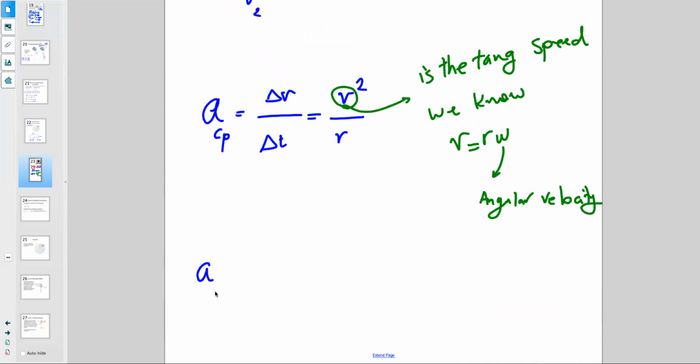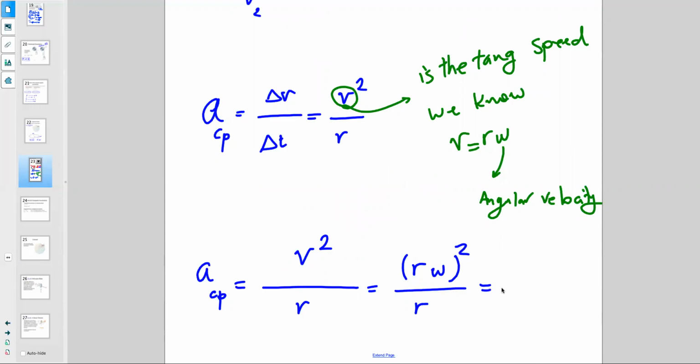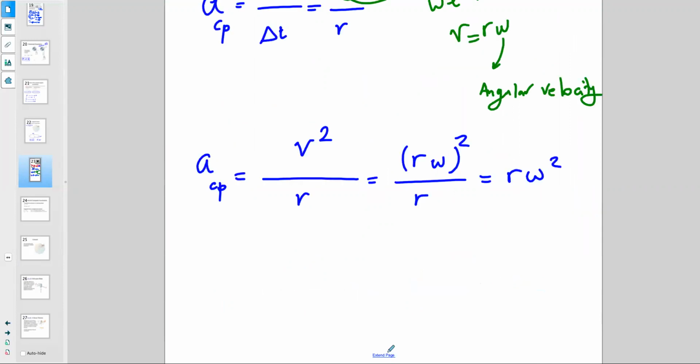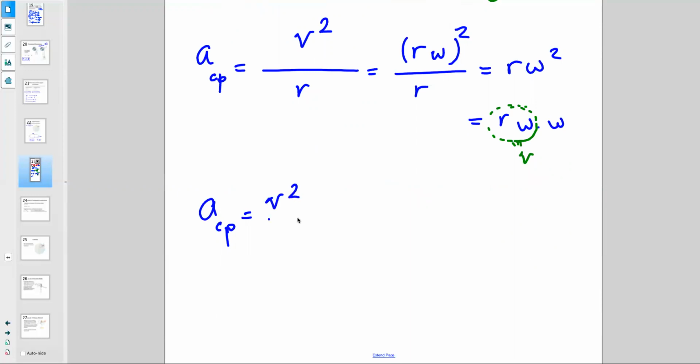Okay, so a is v squared over r, and r omega is v, so I have r omega squared over r. So this r and this r squared will cancel out. I'll have an r left, and I have r omega squared. So I can also write this as r omega times omega. And then this is v again, right? So our centripetal acceleration is v squared over r, which I write as r omega squared, which equals v omega.